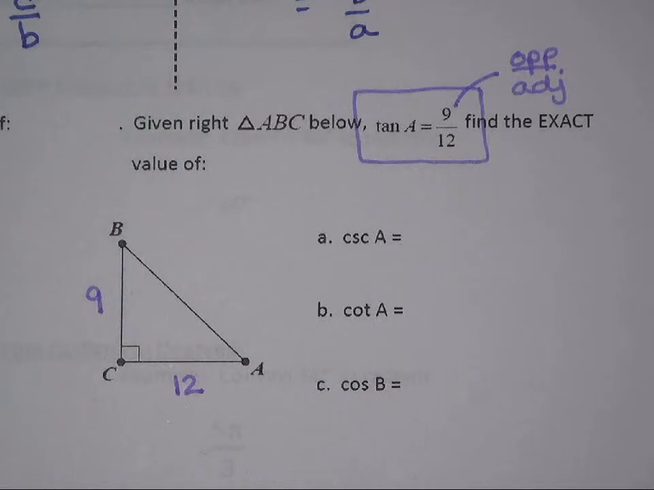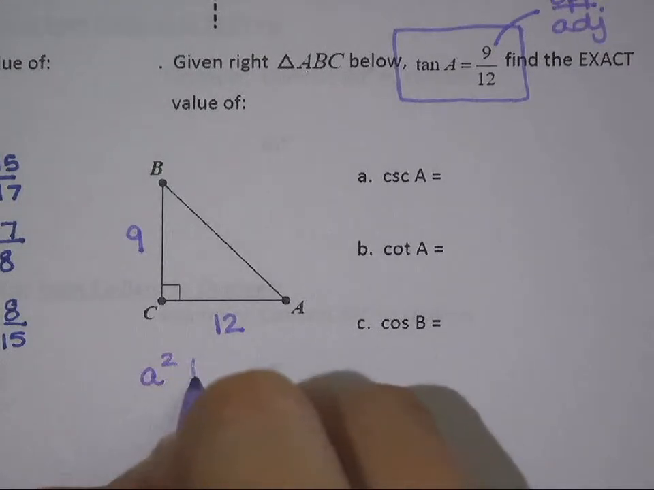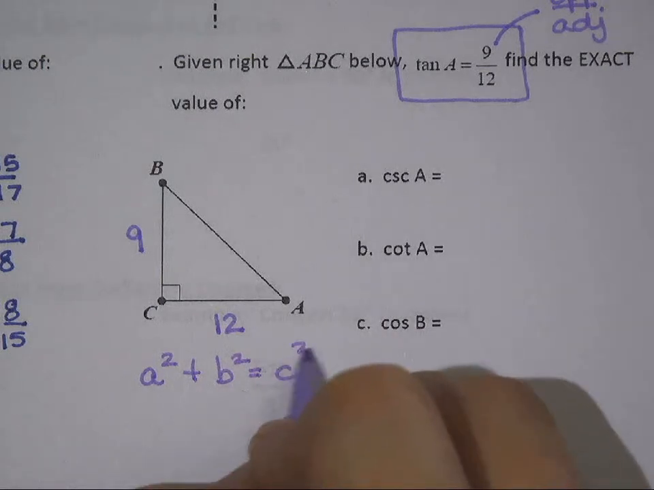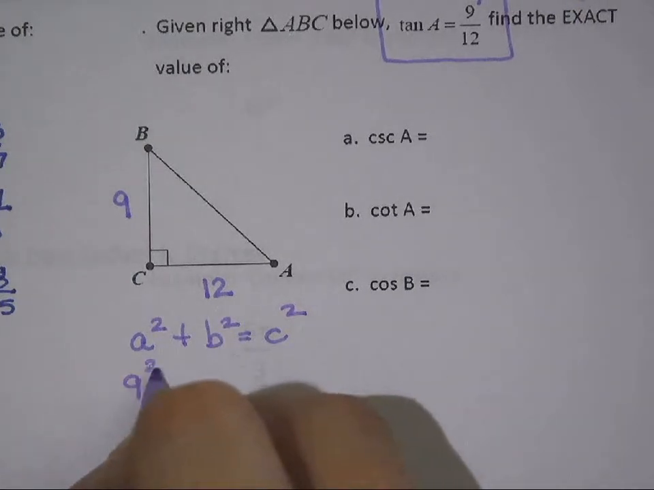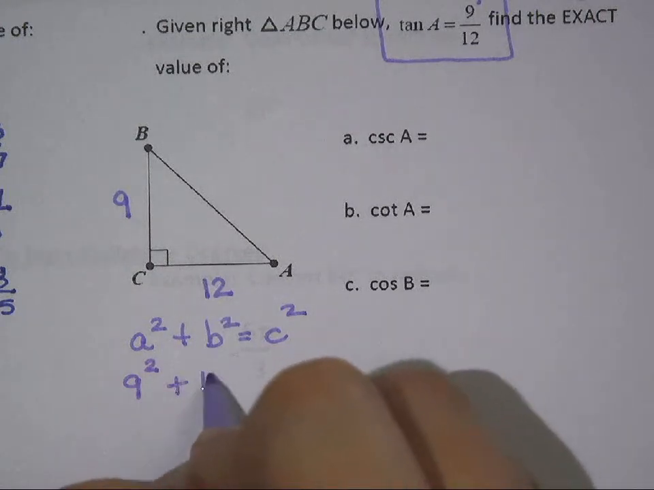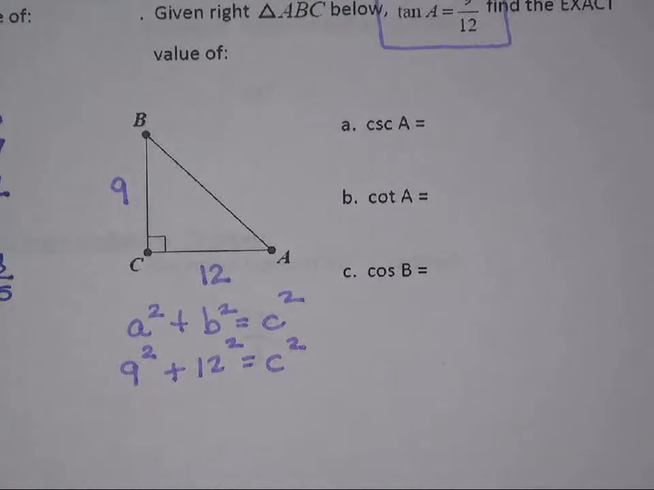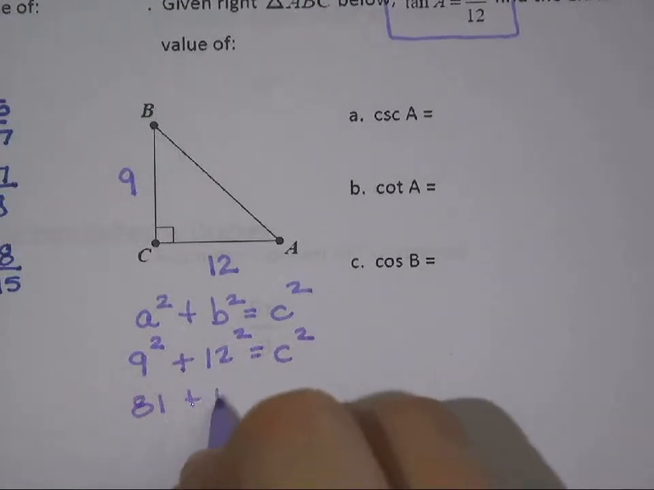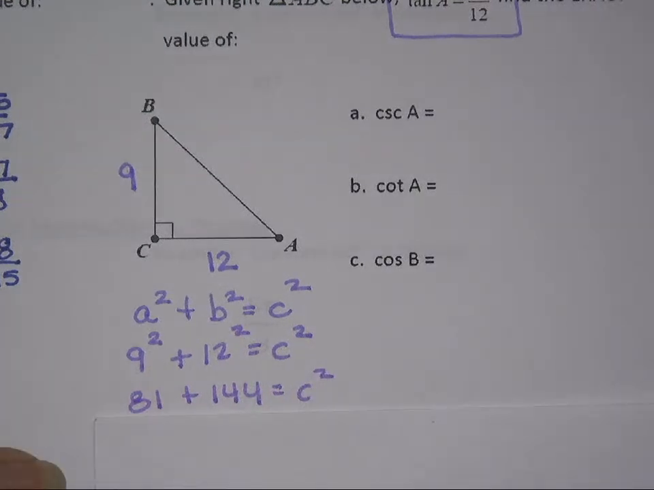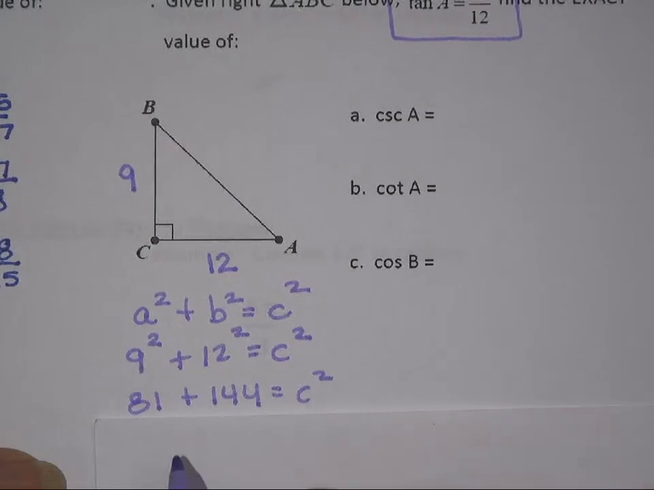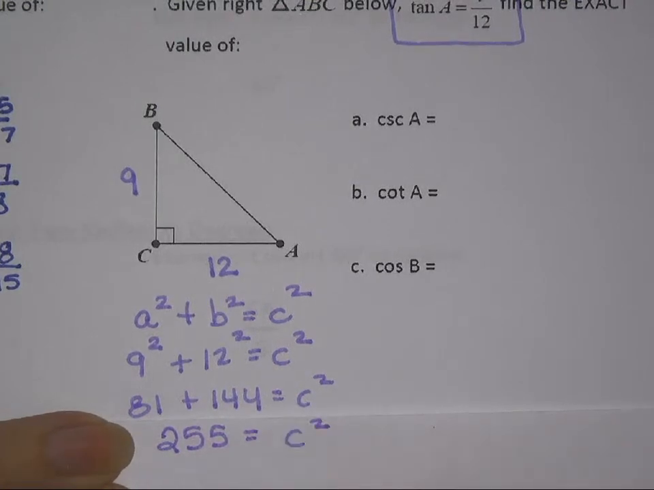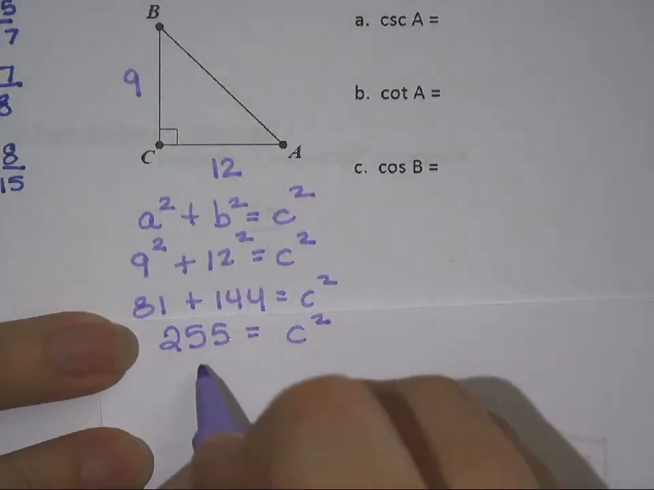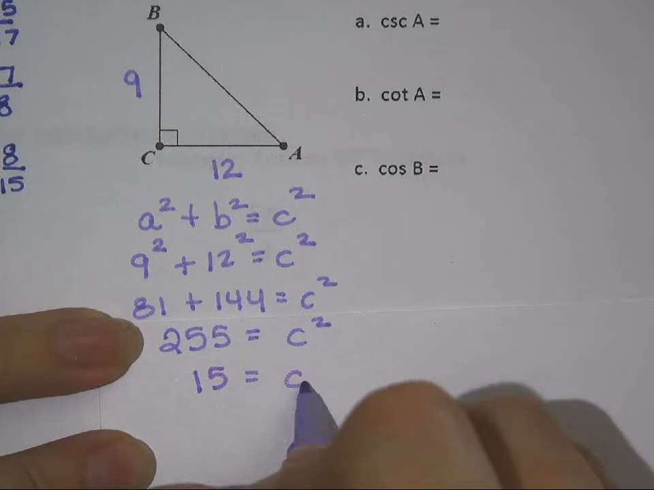So how can we find the missing side? Well, with right triangles, we can always use Pythagorean theorem. A squared plus b squared equals c squared. And the only thing we have to remember is c is the hypotenuse, that's the longest side. 9 squared is a, 12 squared is b, and c squared. This is 81 plus 144. So that gives us 225 is equal to c squared. And then we take the square root of both sides, and we get 15 is equal to c.